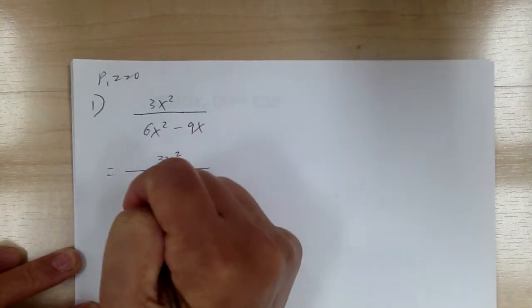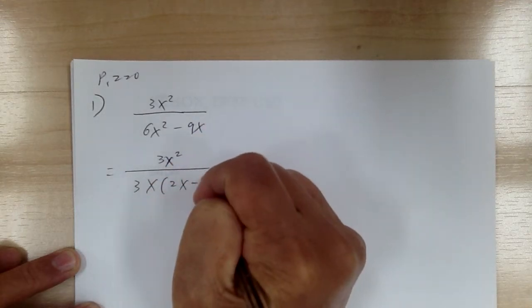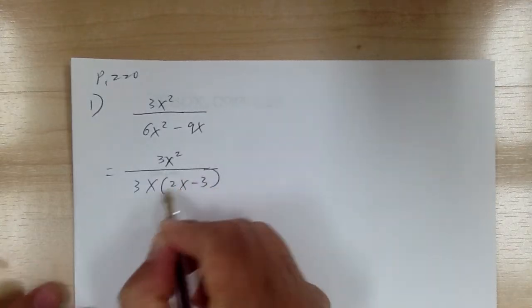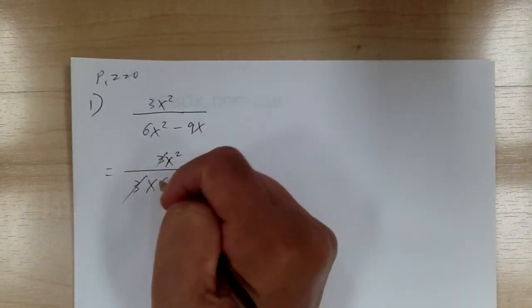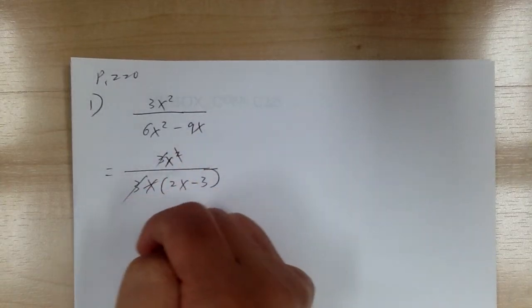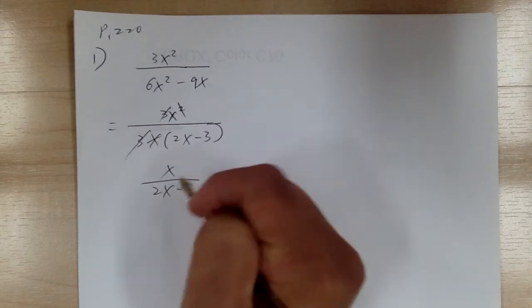So this way you can factor out the 3 and the x. So you're going to get 2x minus 3. You can do a quick check to make sure that it's factored correctly. So the 3 cancels out and the x cancels out. So you end up with x over 2x minus 3.